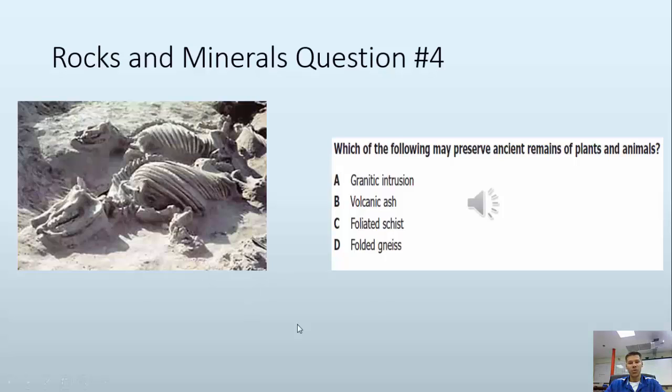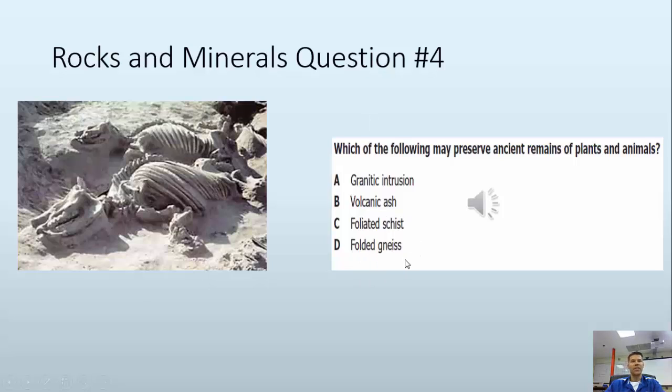A granitic intrusion. Remember, granite is an igneous rock formed under the ground by hot magma cooling. You're not going to find any plant or animal remains in that. Volcanic ash. Let's think about that one for a second. And let's go to C, foliated schist. Remember, that's a metamorphic rock that has been bent and warped and changed by heat and pressure. Not going to find any fossil remains in that.